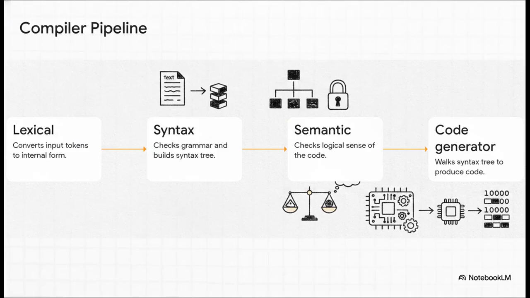When we look closely at programming language compilers, they follow a very strict pipeline. First up, a lexical analyzer takes your code and breaks it down into internal tokens. Next, a syntax analyzer checks your grammar and builds an internal representation, usually something called a syntax tree. Then, a semantic analyzer takes that tree and makes sure the code actually makes logical sense. Finally, a code generator walks through that tree and pumps out the abstract machine code.